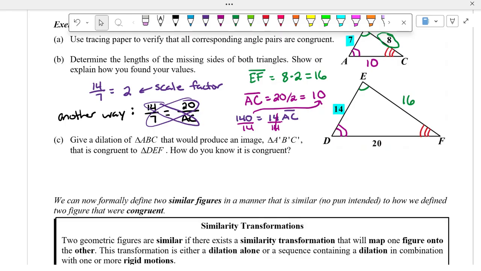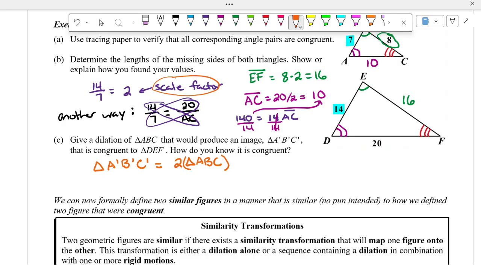So it says, give a dilation of triangle ABC that will produce an image of A prime, B prime, C prime that is congruent to DEF. And how do we know it's congruent? Yeah. So we already found the scale factor. So we can go ahead and write this dilation. So triangle A prime, B prime, C prime is equal to 2 times triangle ABC. I'm going to put that in parentheses.